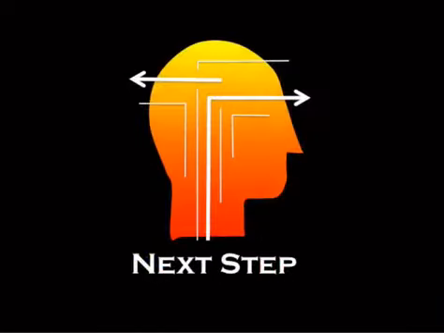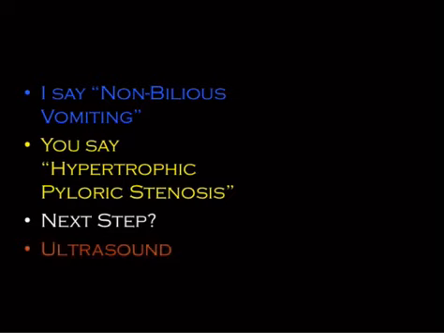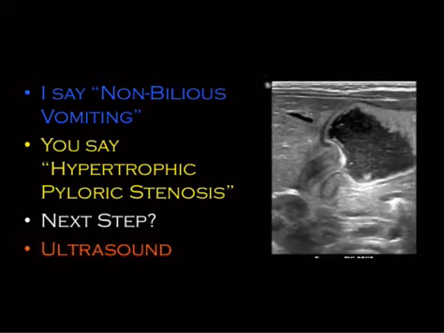So let's do some associations here, and then we'll talk about next steps. So I say non-bilious vomiting. This is something we talked about earlier. And let's pretend it's 3 weeks to 3 months old. You will say HPS in your mind, and then I will say, what's the next step? And you would say ultrasound, right? Something like that.